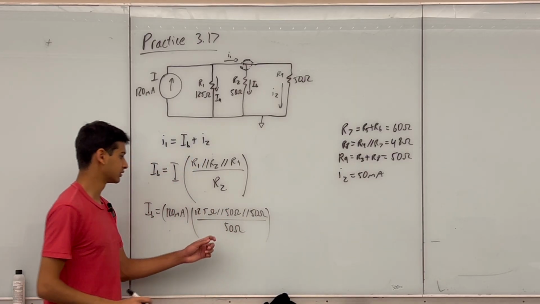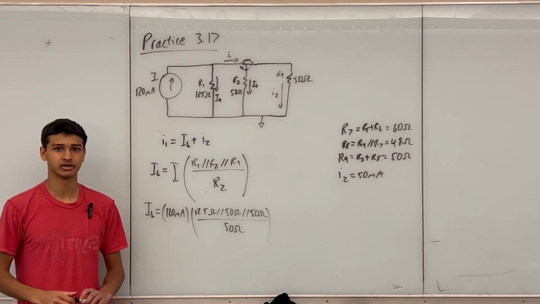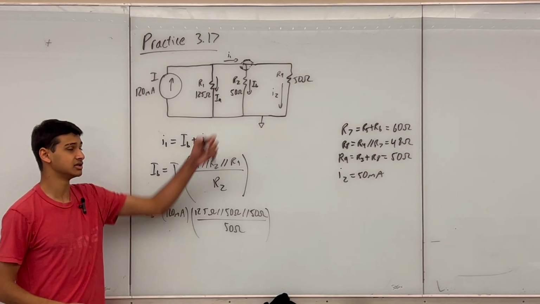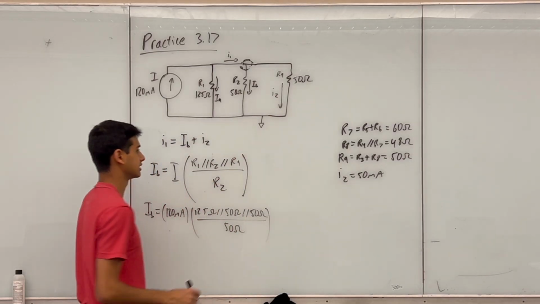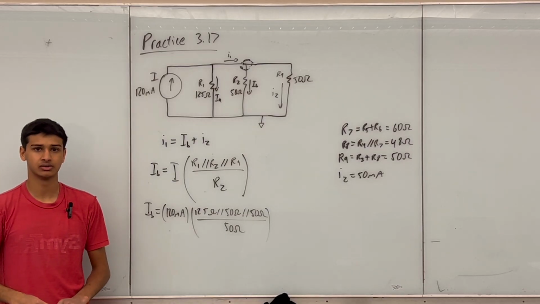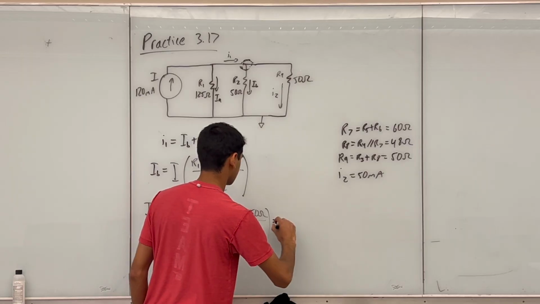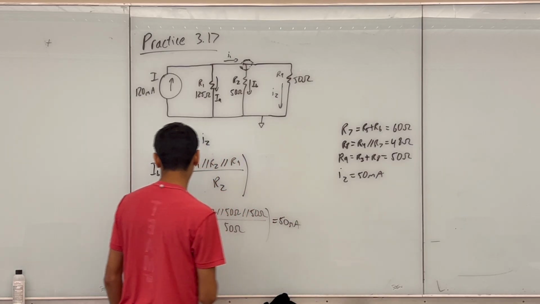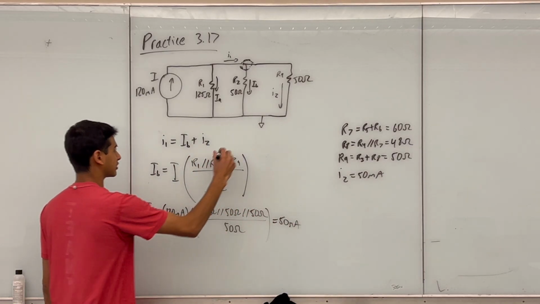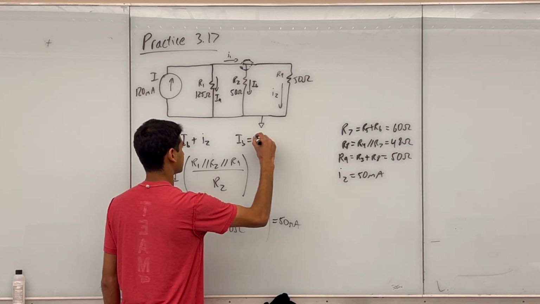And I'm actually going to notice that this is the exact same formula for the current IB that I had for the current I2. And you can see that if you just rewind the video a little bit. And so I'm just going to skip straight to the answer, which is 50 milliamps. For IB at least. And so I'm going to write out that IB equals 50 milliamps.